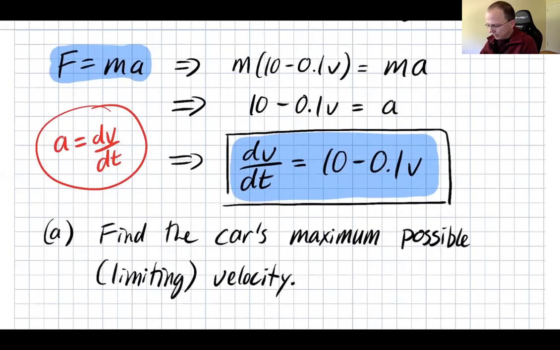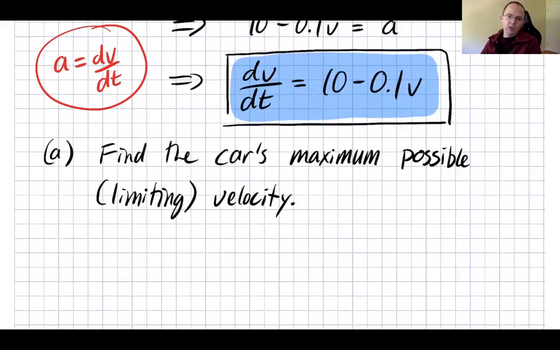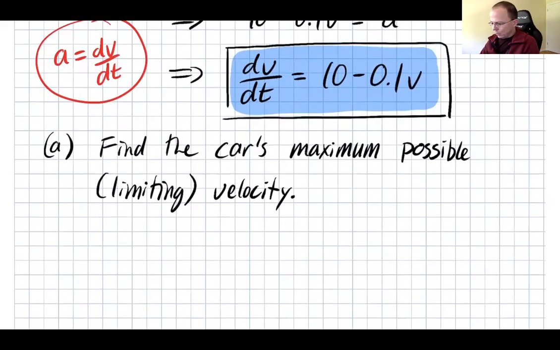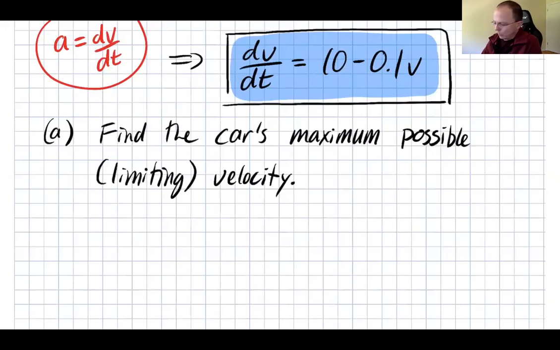The question is asking us to find the car's maximum possible limiting velocity. There's an easy way to do this, and maybe we'll check it again after we solve the differential equation. An easy way to get the limiting velocity is to find out when the force given by the engine is equal to the force given by the air resistance. When do those two forces equal? That will give us a zero total force on the car.